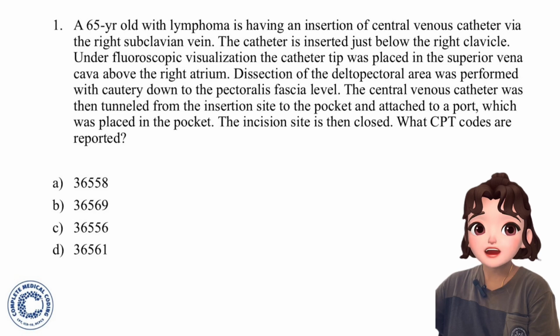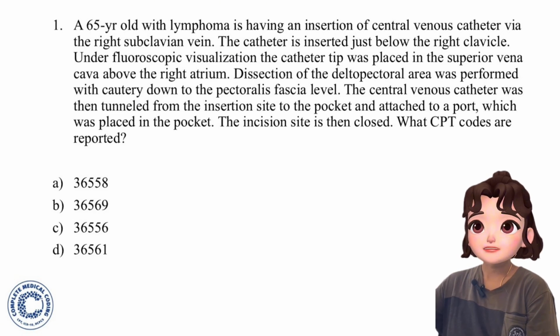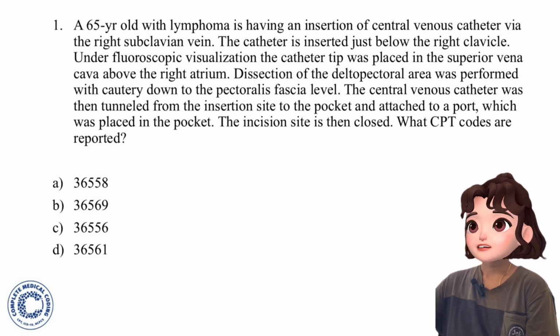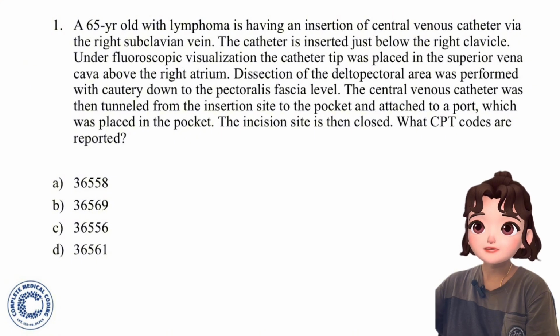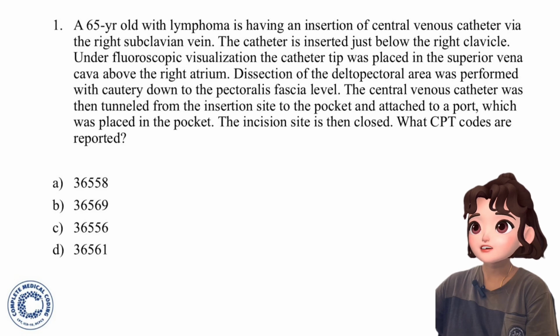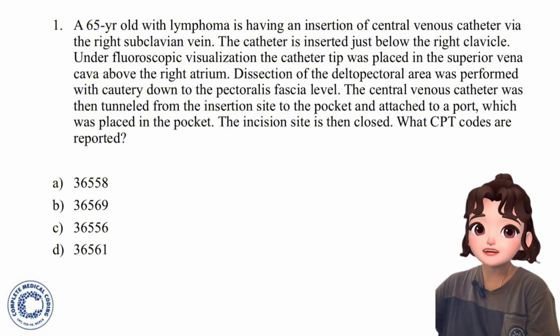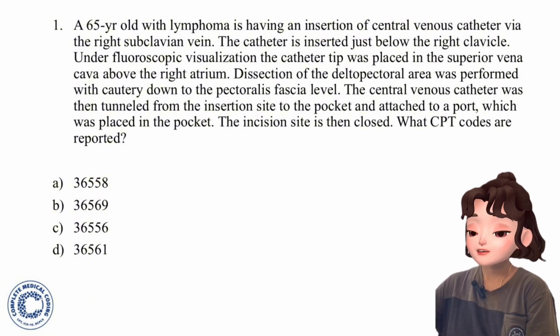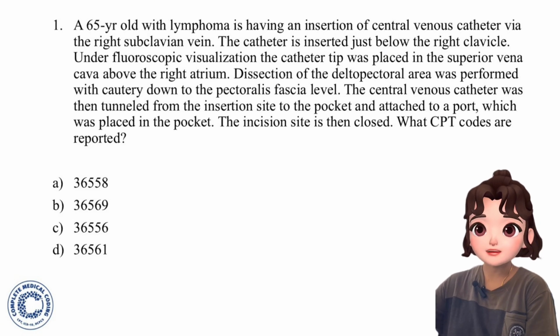You have to check for the age also. The patient age is 65 years. So what is 36558? Insertion of non-tunneled centrally inserted central venous catheter, age 5 years or older. Is it non-tunneled or tunneled? In our description, it is tunneled, right? It's mentioned almost in the second last line: the central venous catheter was then tunneled from the insertion site. So it means it's a tunneled central venous catheter, and you have to code for a tunneled central venous catheter. So the first code is wrong.